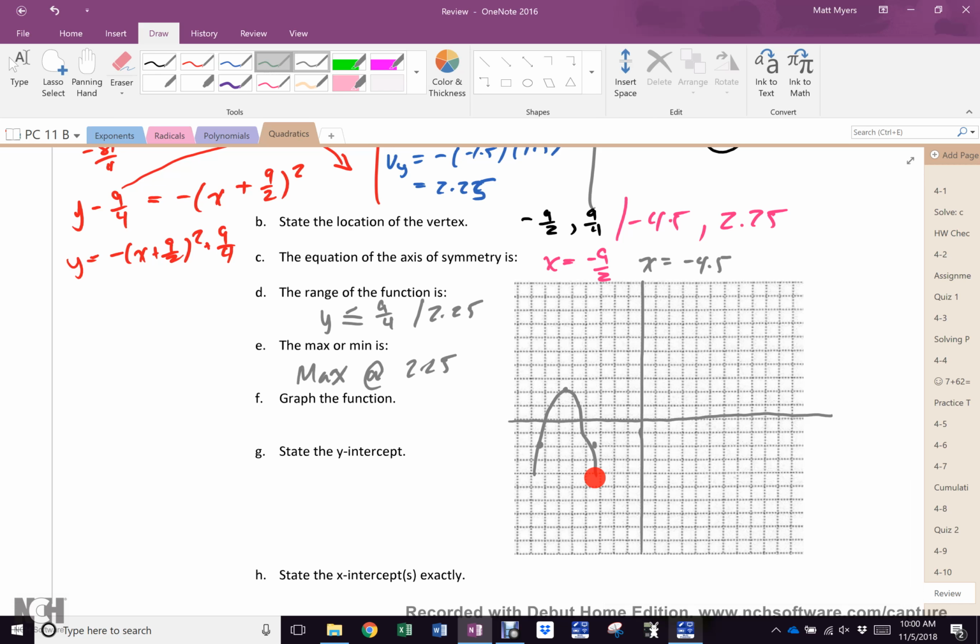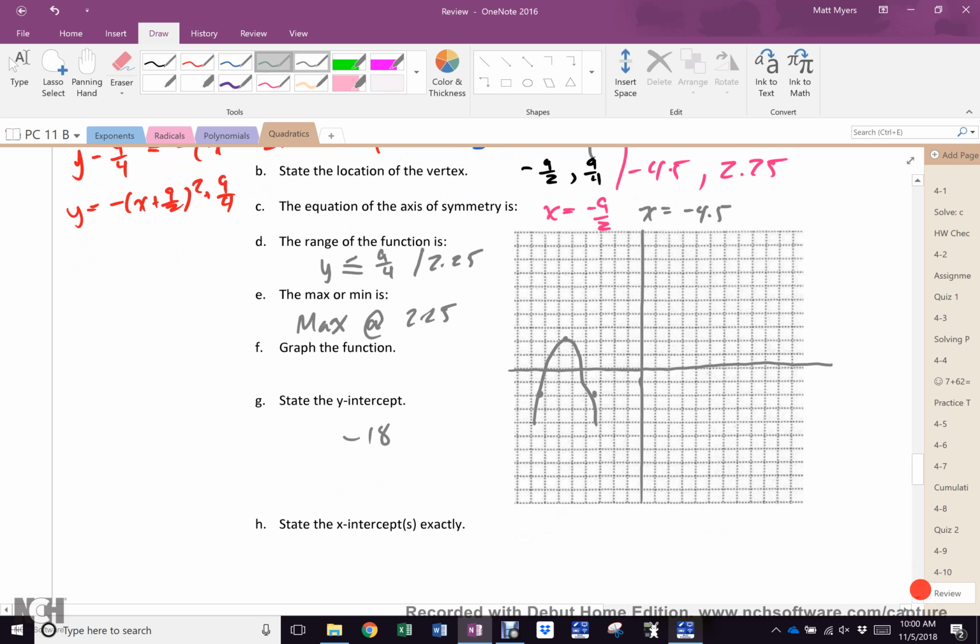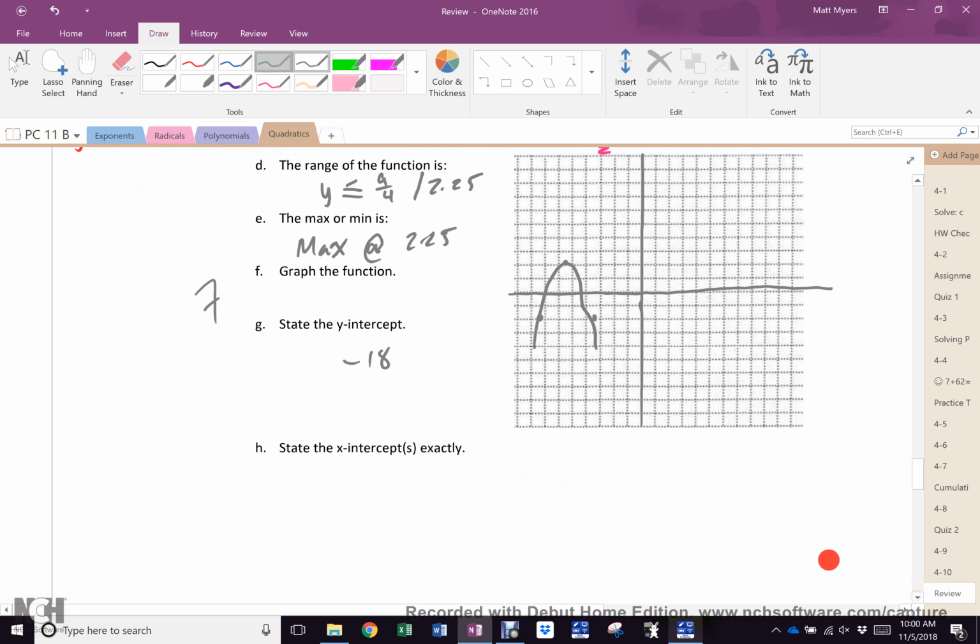Y-intercept? How do I get the y-intercept? Where does it live? Negative 18, because I get it right from the original equation. So all that down to there is worth 1. A, B, C, D, E, F, G is 7. And then the intercepts exactly. We already know it if we did the roots version at the beginning, right? But if you didn't, you got a factor. And you know that it is what? Negative 6 and negative 3.